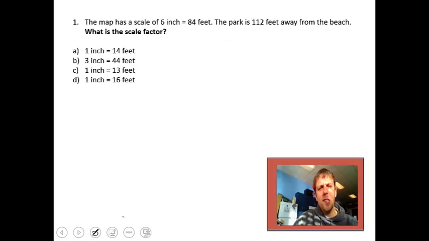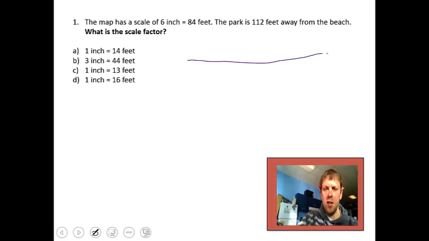It says the map has a scale of 6 inches equals 84 feet. The park is 112 feet away from the beach. What is the scale factor? When I think of scale factor and I see that they're comparing two things, a double number line is what I go to in my brain. So let's compare those two things.